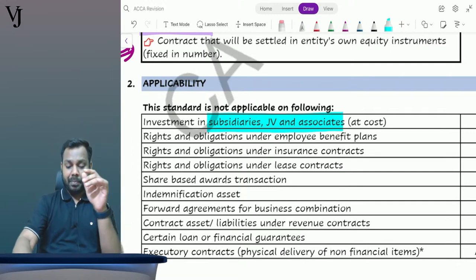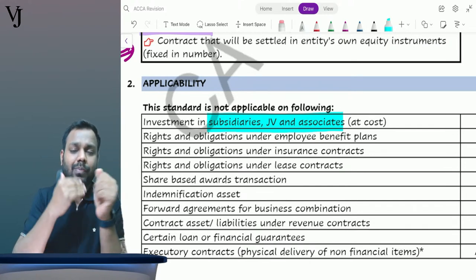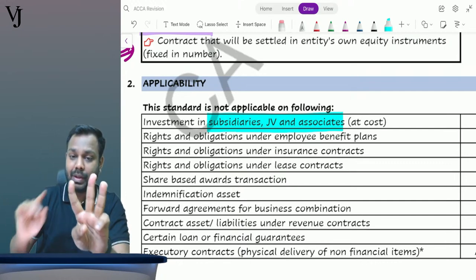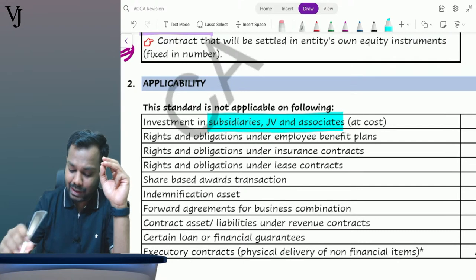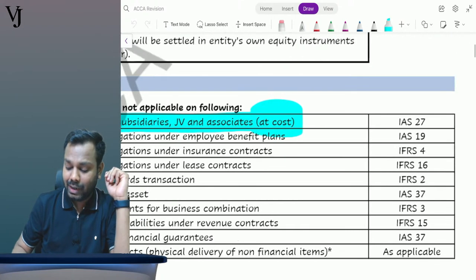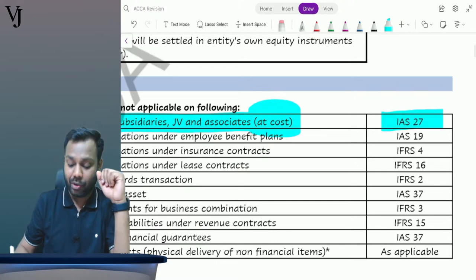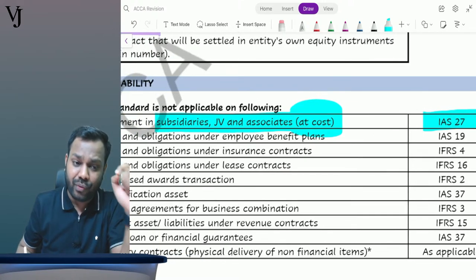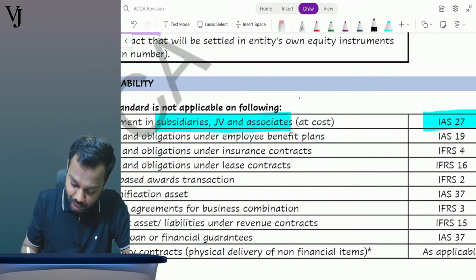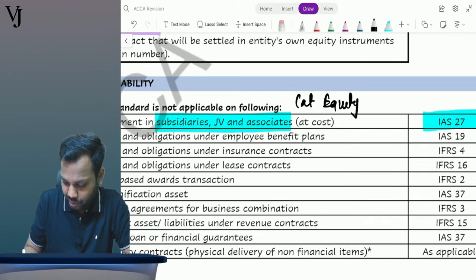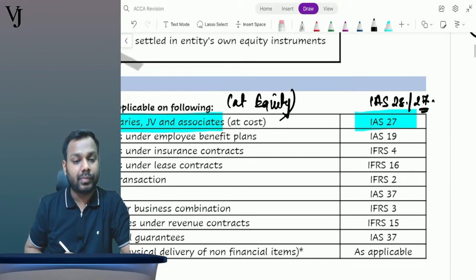Why? Because see, understand, when you study the chapter of group accounting, there we will mention that in the SFS of the parent, we can measure the investment in subsidiaries, associates and joint ventures using three methods: at cost, at fair value, or at equity method. Now standard says that if you measure it at cost, it is kept out of scope of the financial instruments, and it is covered in the scope of IAS 27. Okay, but when it is at fair value, it is covered in the scope of IFRS 9. Now, you must ask me a question, sir, what if it is at equity method? Then in that case, IAS 28 and IAS 27 get applicable.